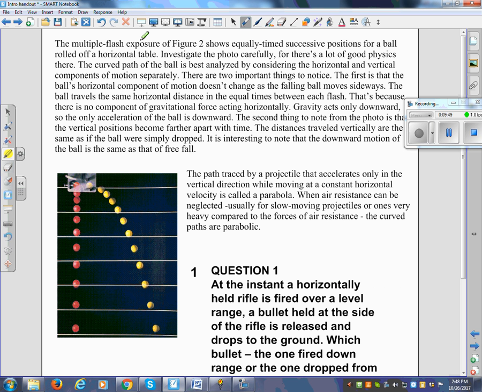The multiple flash exposure of figure 2 shows equally timed successive positions for a ball rolled off a horizontal table. Investigate the photo carefully. Now, you guys have a copied version. Mine's a nice little color one. There's a lot of good physics there. The curved path of the ball is best analyzed by considering the horizontal and vertical components of motion separately.